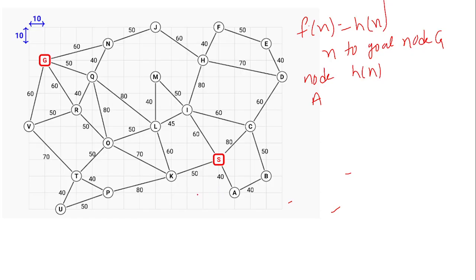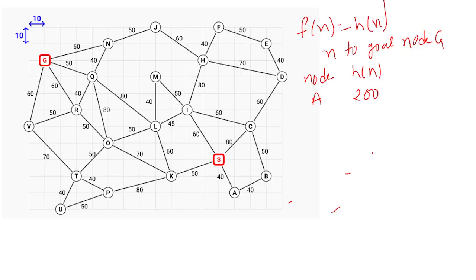Now if you see, 1, 2, 3, 4, 5, 6, 7, 8, 9, 10, 11, 12, 13, 14, 15, 16, 17, 18, 19, 20. Each one is 10. So if you multiply that with 10, what will we get? A is equal to 200.